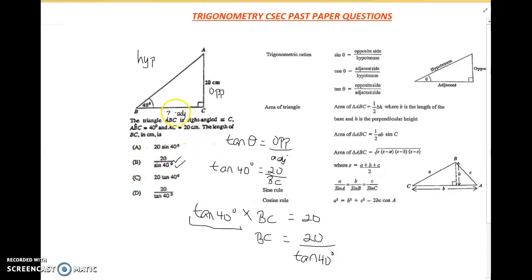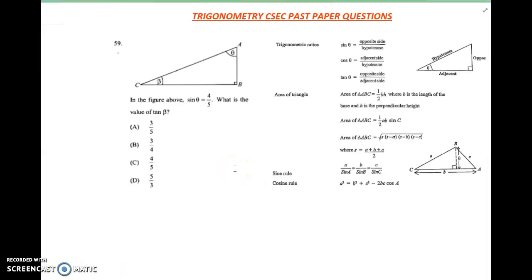Again, first thing, label the sides. The side opposite the right angle is the hypotenuse. The side opposite the given angle is the opposite side, and the third side is the adjacent. They wanted us to find BC. We need to find which rule uses opposite and adjacent, which is tan. So tan equals opposite over adjacent. The given angle is 40, so let's replace the values. So tan 40 is equal to 20 over BC, and you go ahead and find your side, right?